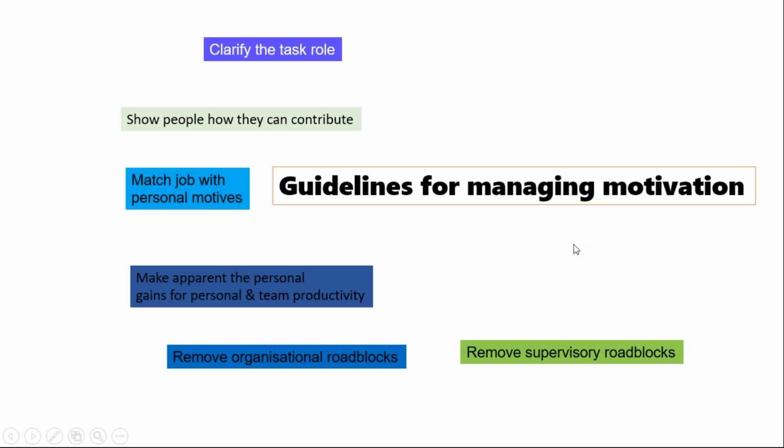Remove the supervisory roadblocks. And I think what I'm alluding to here is the fact that not all of us, but many of us have a tendency to micromanage. But you've just got to take a deep breath and realize that people have their own way of doing things. And remember what number 2 on the list was? People want to think for themselves. Let them think for themselves. Your job is to help them think for themselves, not to stop them thinking for themselves.